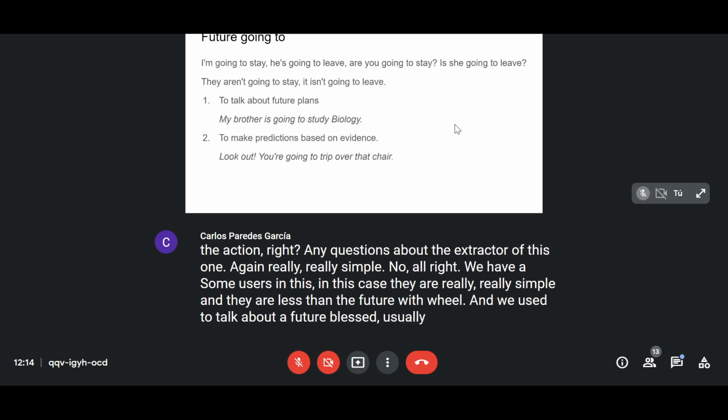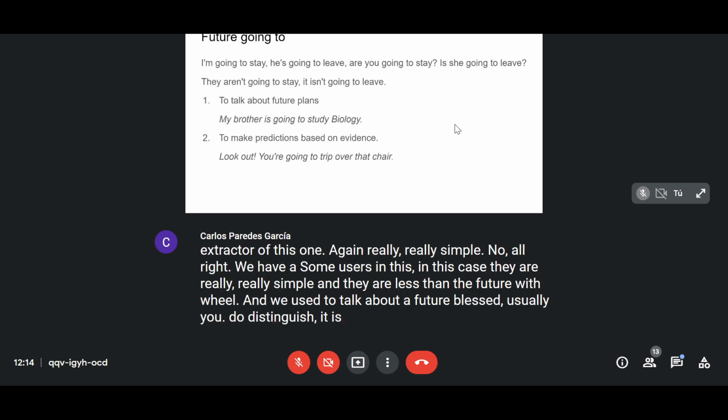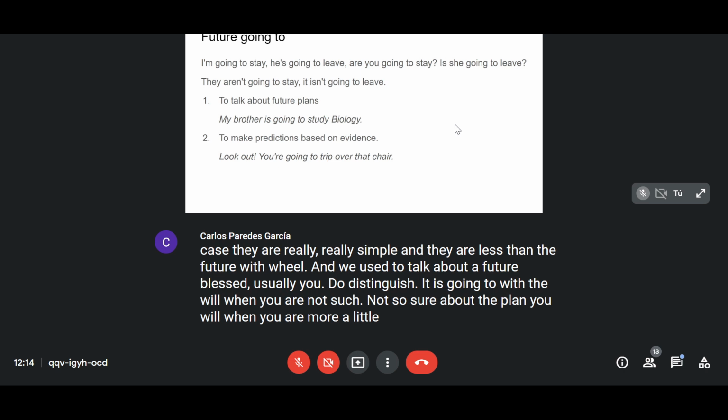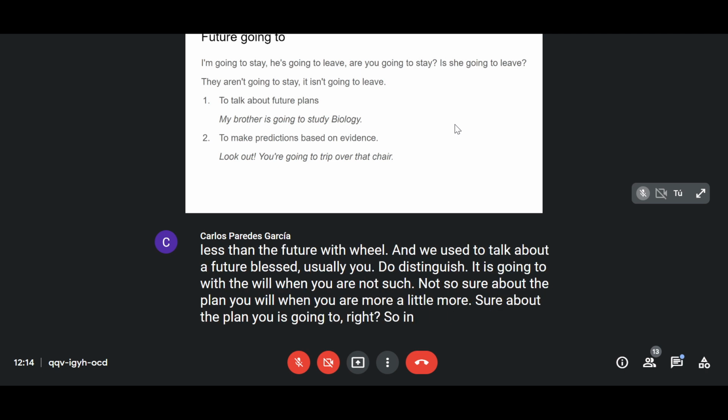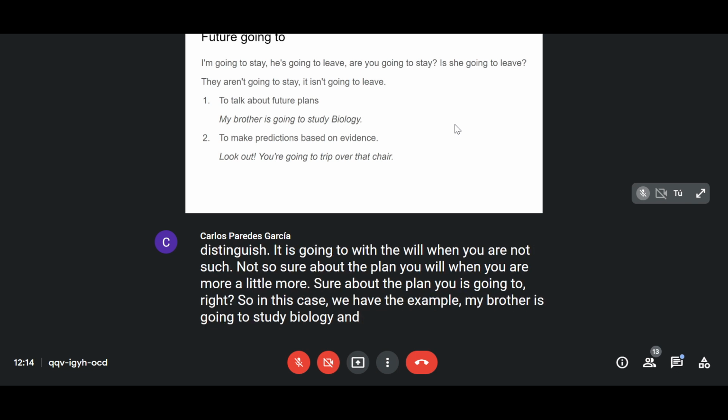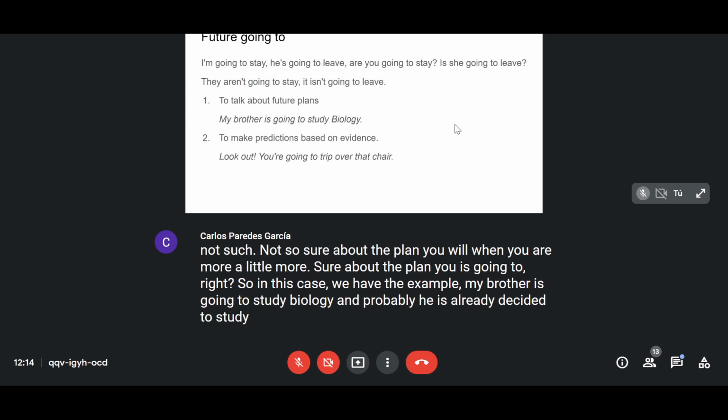Usually, you distinguish this going to from the will when you are not so sure about the plan. You use will when you are a little less sure about the plan, and you use going to when you are more sure. Right. So in this case, we have the example. My brother is going to study biology, and probably he's already decided to study biology. So we use going to.